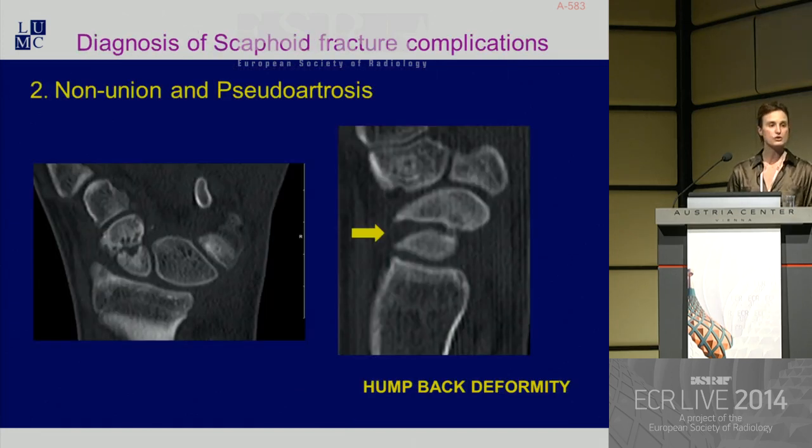Other complications of a fracture of the scaphoid, like non-union and pseudarthrosis, can be picked up by CT, and also other complications like the humpback deformity of the scaphoid, due to the angulation of the scaphoid at the level of the fracture, can also be assessed by CT on sagittal view.